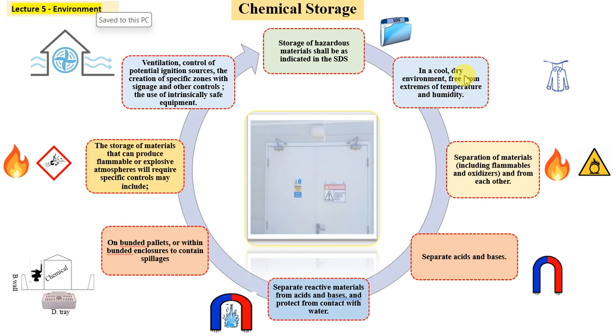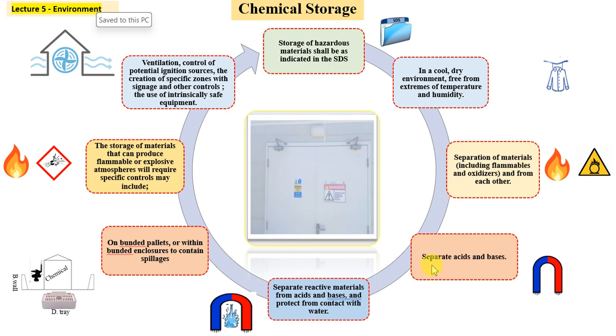It means we have to store the chemical without any extreme temperature, so mostly we store it with air conditioning, or AC, inside the chemical room. Number three is separation of materials, including flammables and oxidizers, from each other. We have to take care with what chemicals, because some chemicals are bases and some are flammable. We have to store them separately, portion-wise.